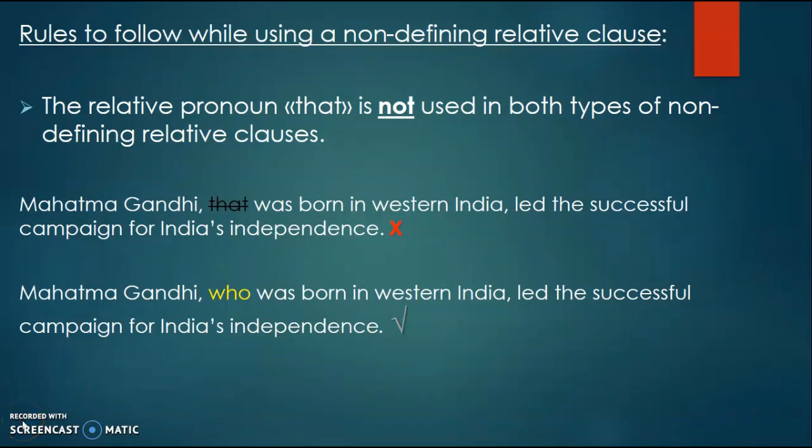There are some rules that we should follow while using a non-defining relative clause. The most important of them is that the relative pronoun that cannot be used in non-defining subject or object relative clauses. Let's go over the example. Mahatma Gandhi, who was born in Western India, led the successful campaign for India's independence. I didn't read the first one because that is not used in a non-defining relative clause.